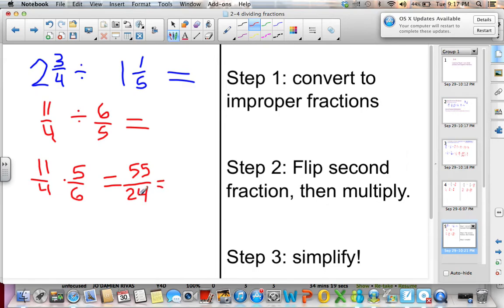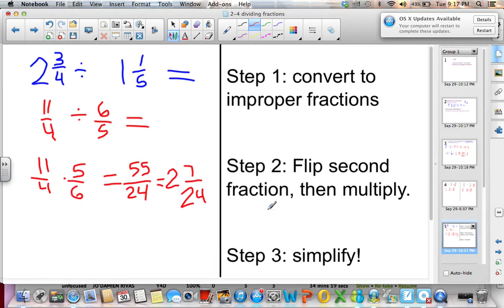I know that 24 goes into 55 2 times. 2 times 24 is 48, which means that I have 7 left over, and then I keep my denominator. So 2 and 7 24ths is my answer for that. So convert to improper, flip second fraction, then multiply, and then make sure you always simplify.